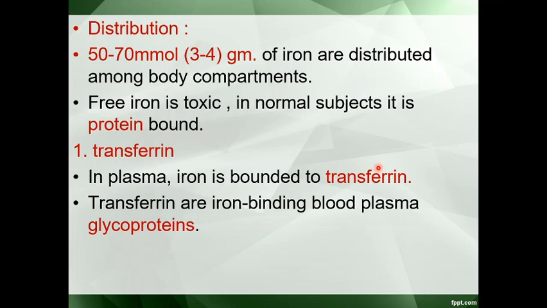Distribution: 50 to 70 millimoles, 3 to 4 grams of iron are distributed among the body compartments. Free iron is toxic. In normal subjects, it is protein bound. Number 1, transferrin. Transferrin is an iron-binding blood plasma glycoprotein. So, iron is bound to transferrin and it is a glycoprotein.